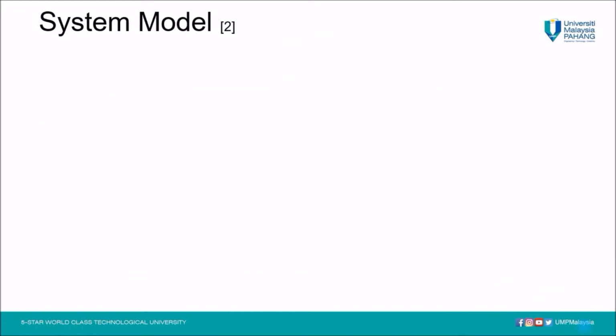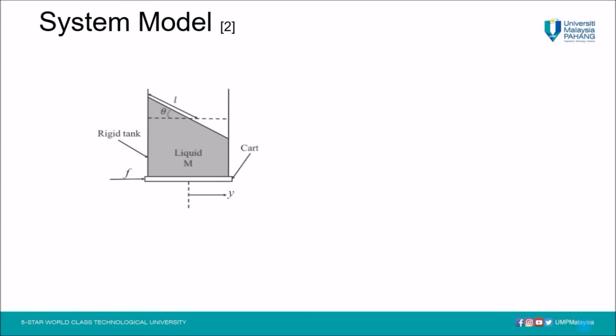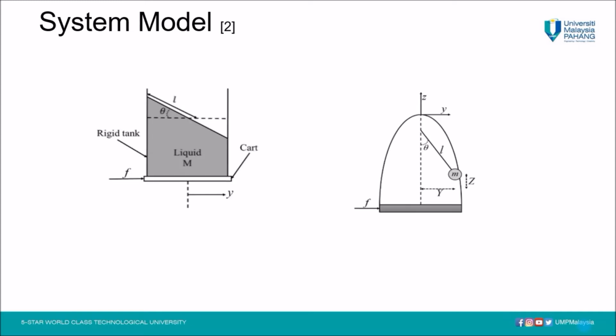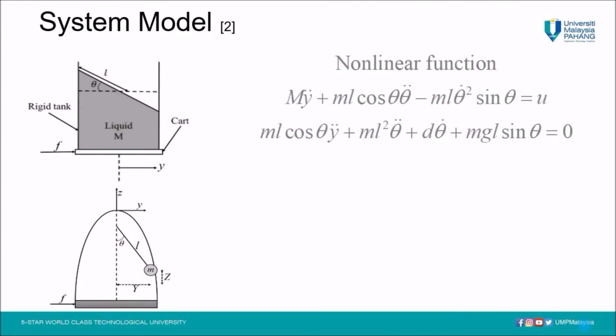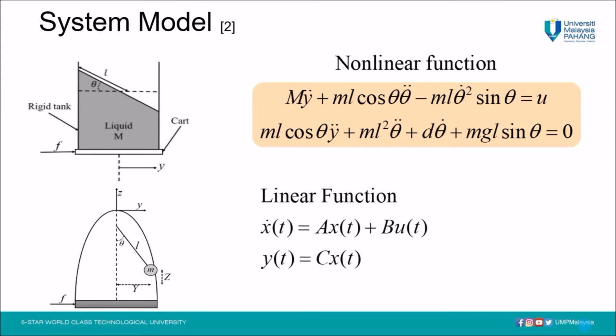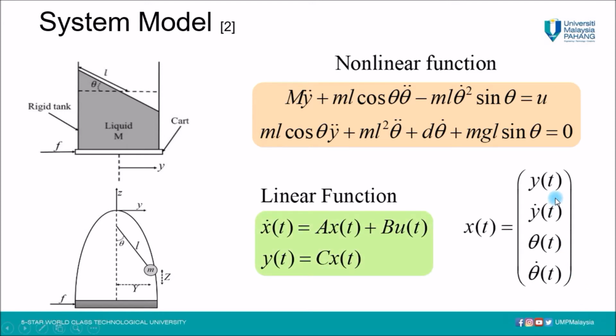We illustrate our system as shown in these figures. The system can be derived into a nonlinear expression as written in this function. To make it less complex and simple, the nonlinear function is transformed into a linear function as represented here. The state is defined as cart displacement, velocity of cart displacement, angular level of slosh motion, and velocity of slosh motion.